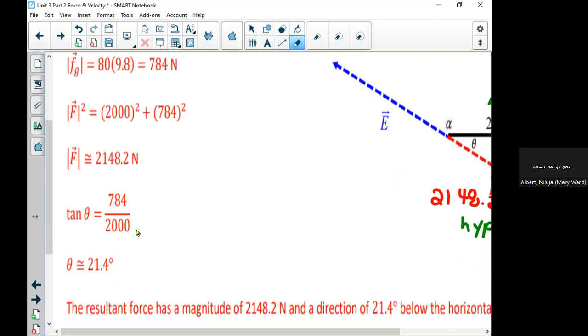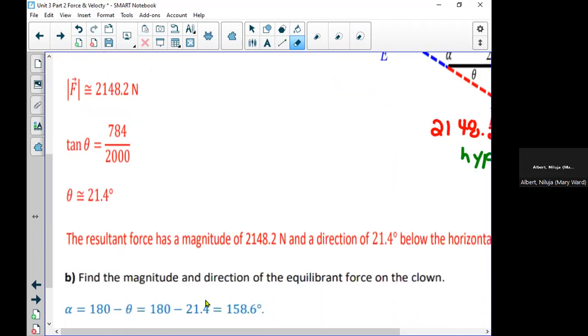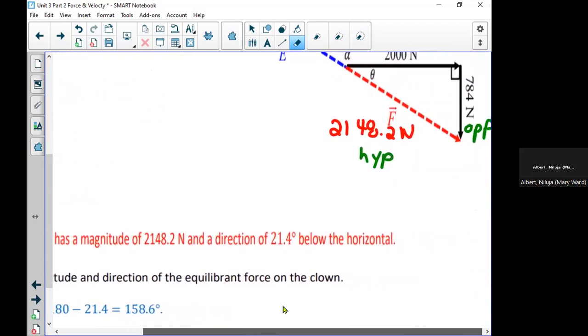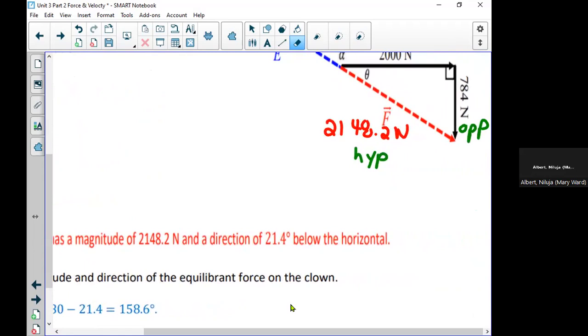And then do calculate that, do your inverse ratio, we end up getting theta is equal to 21.4 degrees. Okay, so remember those resultants, you need a magnitude and a direction. So we can conclude by saying the resultant force has a magnitude of 2,148.2 newtons and a direction of 21.4 degrees below. So if you go back to the notes, we've rotated below the horizontal line in order to get that angle. So we have to use that language when we're stating the direction of the resultant, okay?